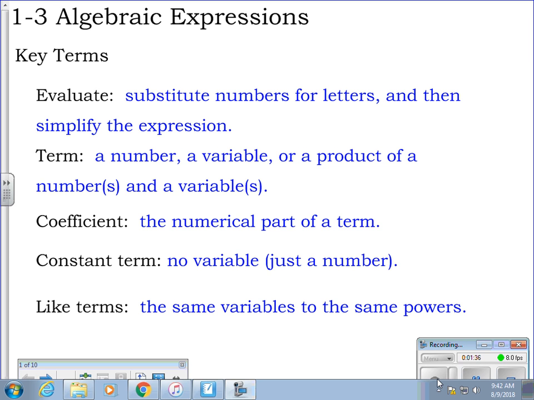Constant term is no variable. There's no variable involved. It's constant because it doesn't change. It doesn't vary. That's no variable, no varying. Like terms. The like terms are where the variables are exactly the same. Same letters and same powers. So it has to not just be the same variable, but it has to be the same power on those variables to be like terms. To combine like terms, they have to be like terms to be able to add or subtract them and combine them up. Any questions on this?